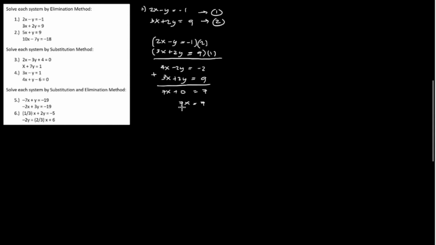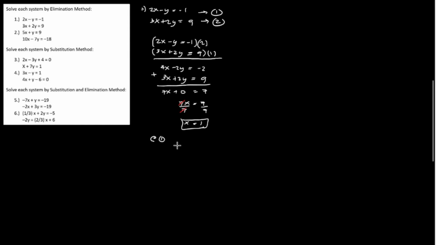By dividing by the coefficient of x, which is 7, 7 over 7 cancel out, and x is equal to 7 over 7, which is 1. So you have now the value for x, which is equal to 1. To find the value for y, you can use equation 1 or equation 2, and we solve using equation 1.